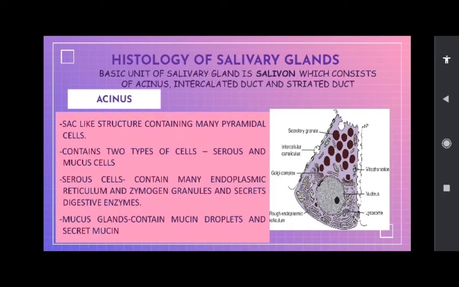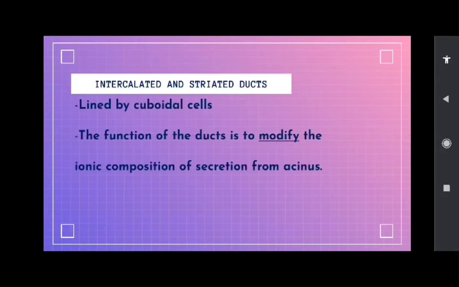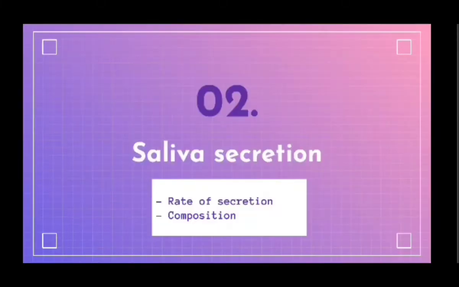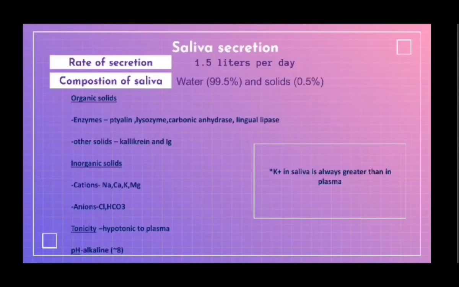Mucus glands. It contains mucin droplets and secretes mucin. Intercalated ducts and striated ducts. These are lined by cuboidal cells and the function of these ducts is to modify the ionic composition of the secretions from the acinus.